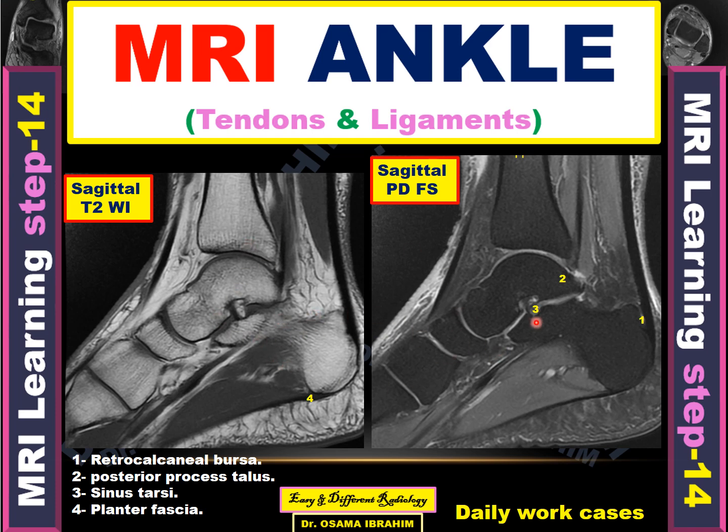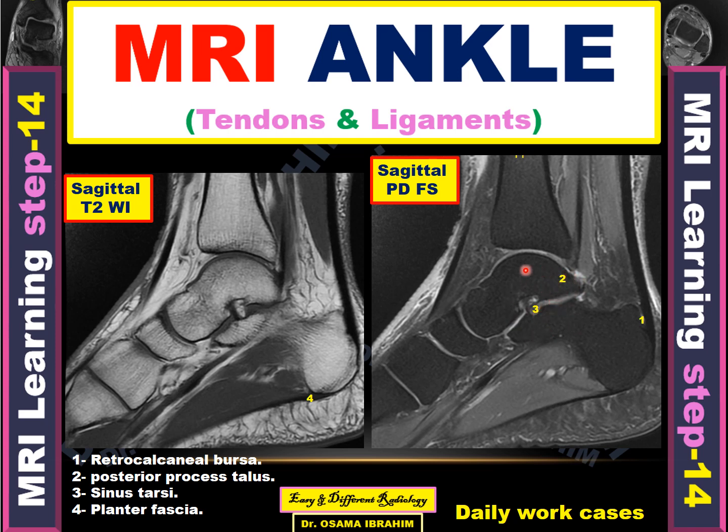These are different MRI sequences, T2 and proton density fat suppression sequences, for the ankle joint in the sagittal plane, showing a lot of labels representing different anatomical structures. For example, one, this is the calcaneus, so this one represents the retrocalcaneal bursa between the calcaneus and the Achilles tendon. Two, this is the tibia and this is the talus, so this is the posterior process of the talus.